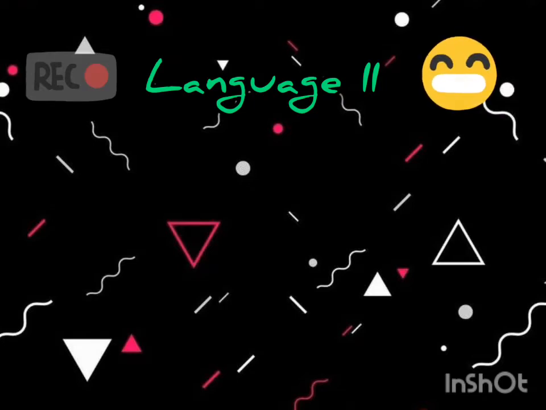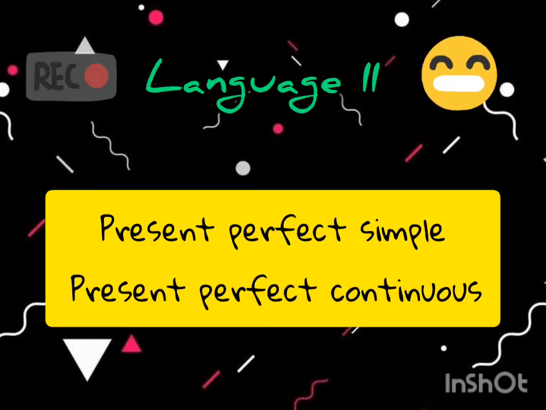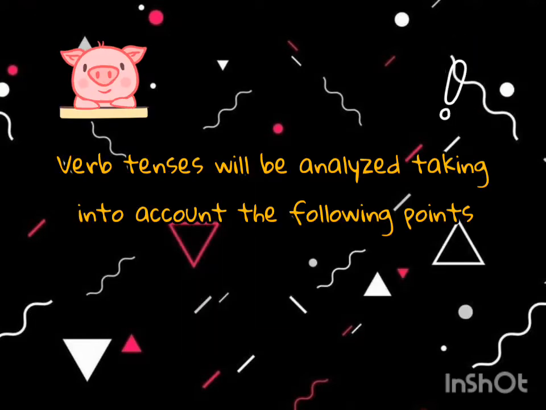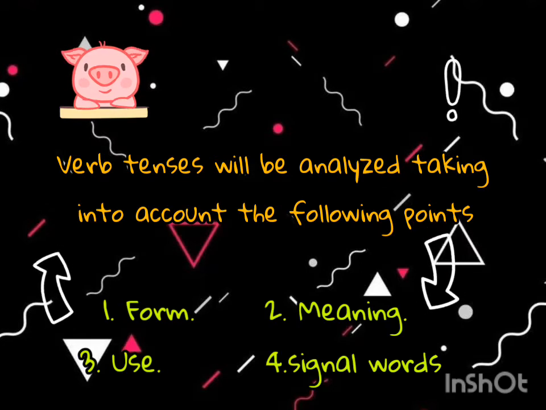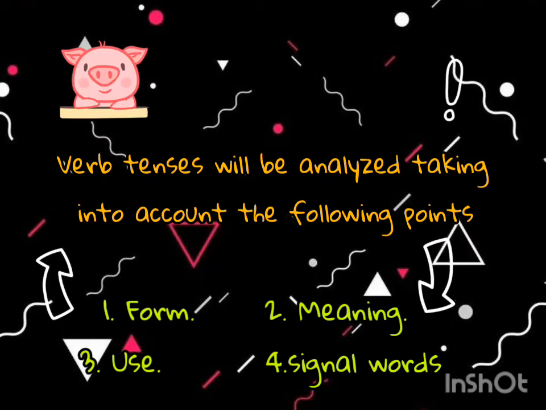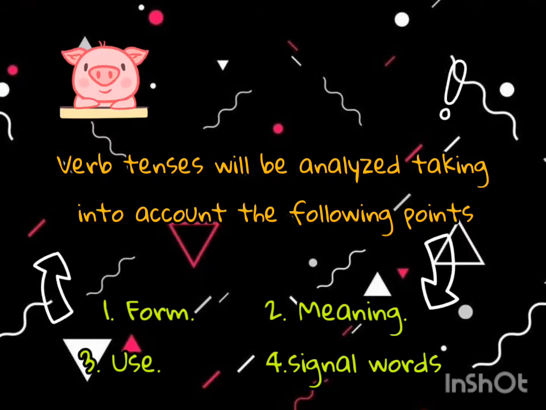Today we will analyze the grammar points 1.2 and 2.1, present perfect simple and continuous. Before starting with the explanations, let me tell you that verb tenses can be analyzed more effectively if you focus your attention on four main areas: form, meaning, use, and signal words. We are going to develop this topic following this format.